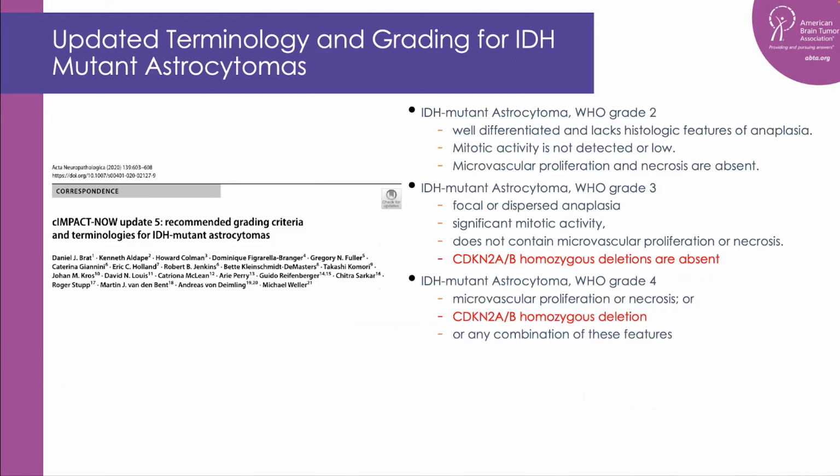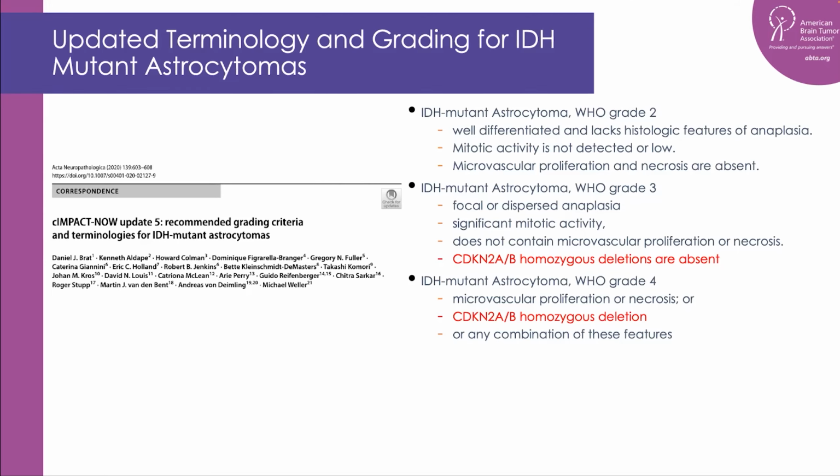So I mentioned this CDKN2 alteration earlier. This is important because that's the molecular alteration that we use to really differentiate low-grade IDH mutant grade 2 and 3 astrocytomas from the grade 4. And CDKN2 is a potential target. So there are now multiple companies that make drugs for CDKN2. They've been successful in breast cancer.